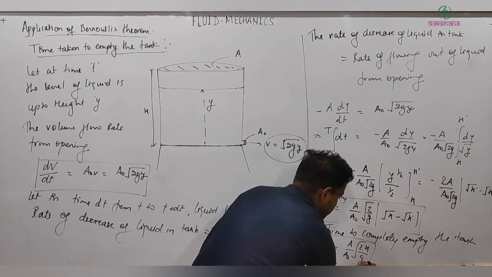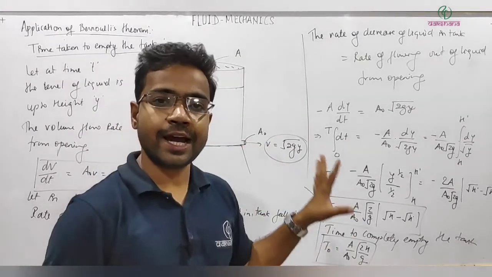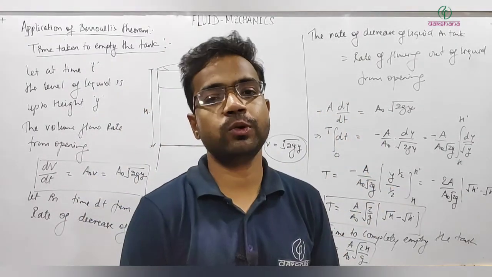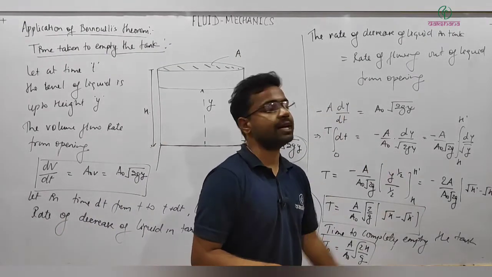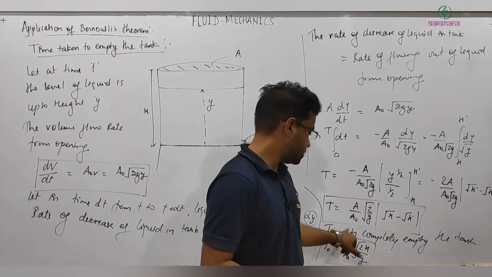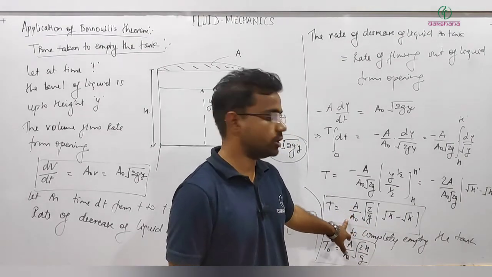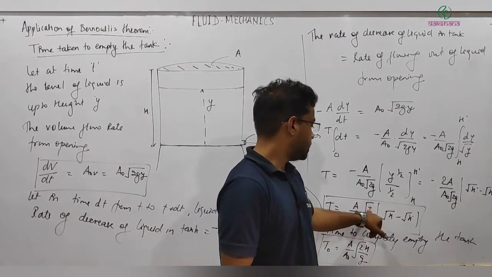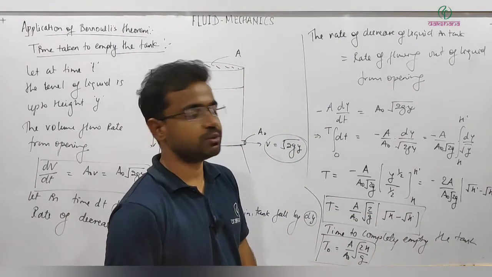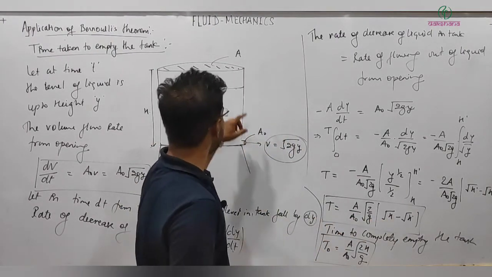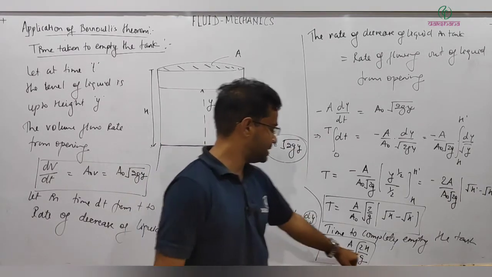This is the answer. You must be clear how we are calculating and what approach we are following, but you are not supposed to learn the derivation completely. You are supposed to remember these results finally: A by A naught, and you must be clear what A is here and what A naught is here, under root 2 by g and bracket under root capital H minus under root capital H prime. This is the time to empty the tank from this level to, let's say here, H prime is up to here, and if you want complete, then it will be this one.